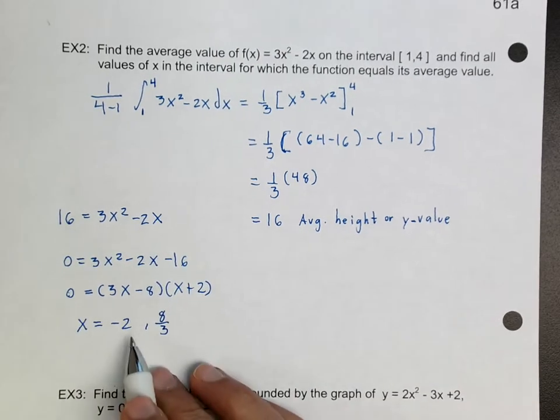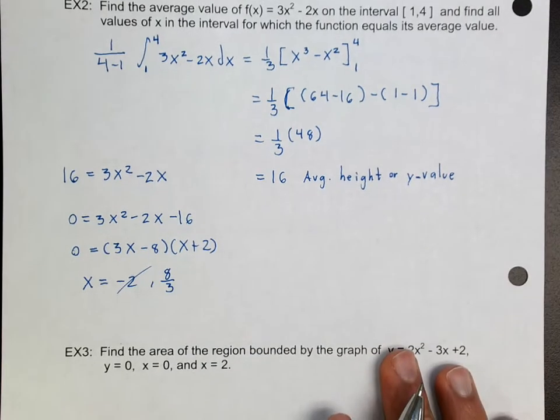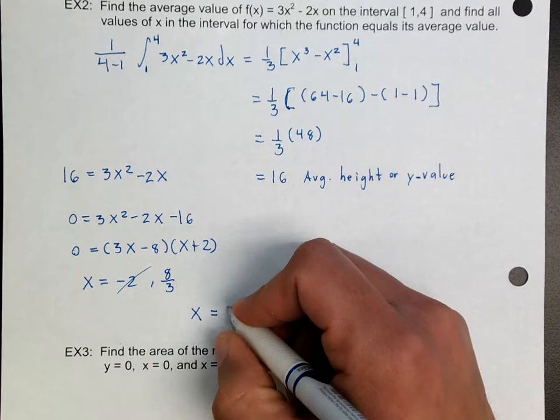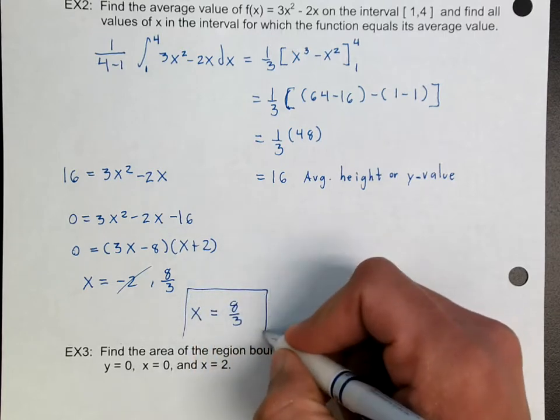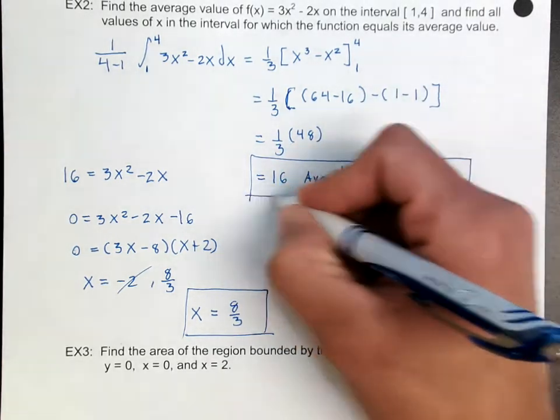Notice that in this case, -2 is not in the interval. So we found all the values of x. Both of these are your answers because they're asking us for both of those.